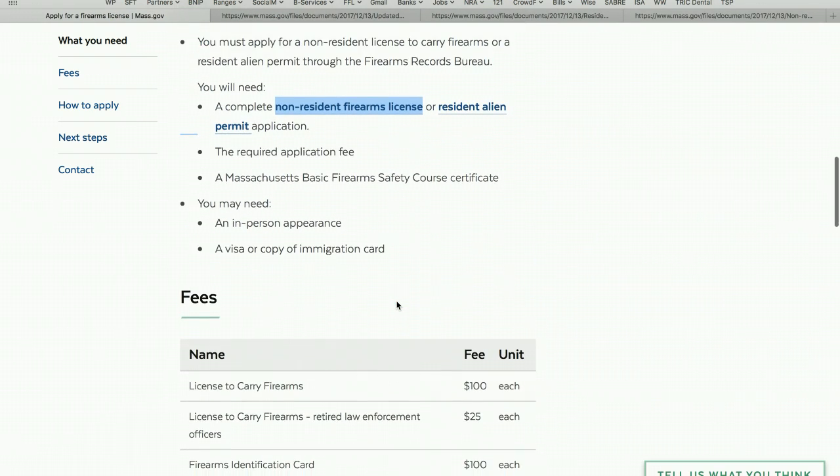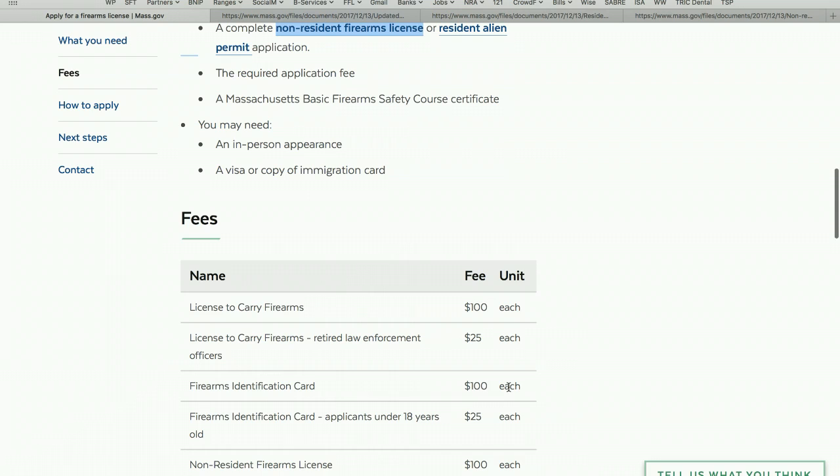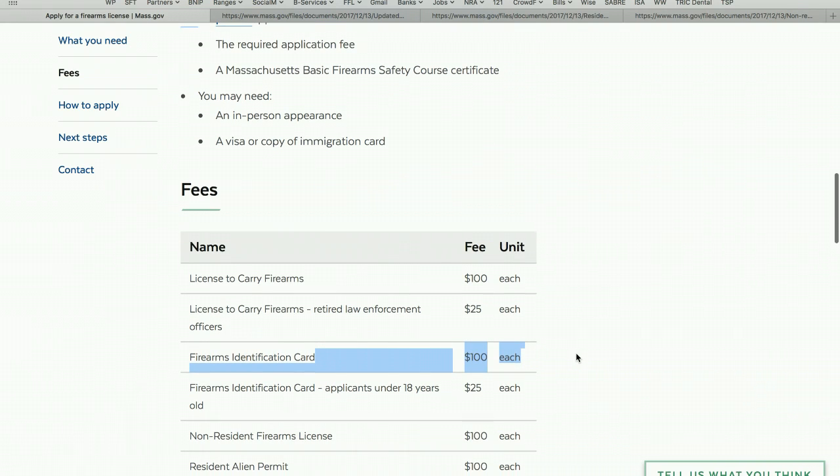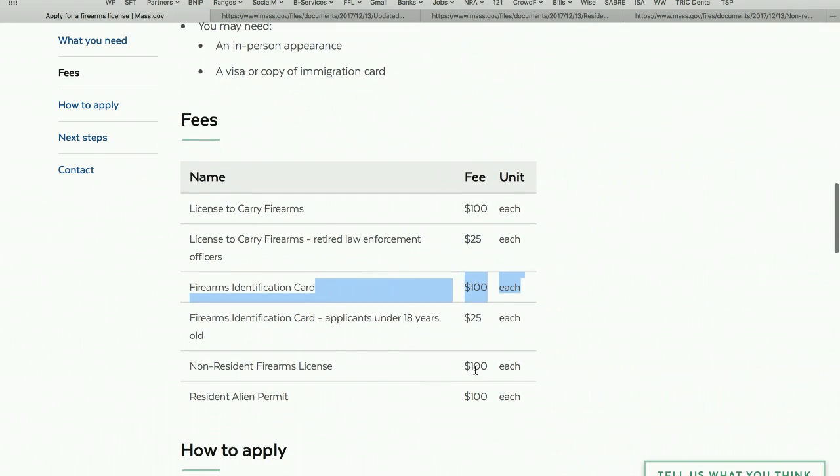Real quickly here, you'll see the fees. If you're applying for a license to carry a firearm, it's going to be $100. If you're under 18 and you're applying for an FID card, it's going to be $25. If you're a retired law enforcement officer, then you pay 25 bucks. And if you're over 18, then you're going to be paying $100, just like for the LTC. Those are the more common questions that we get asked, and everything else is the same amount of money, 100 bucks.